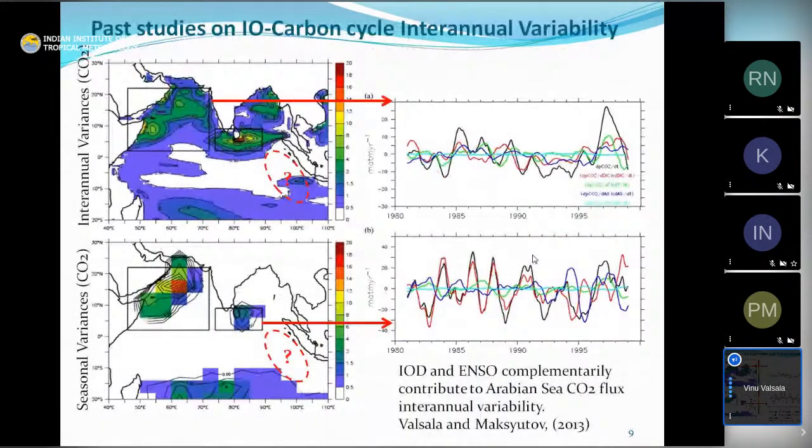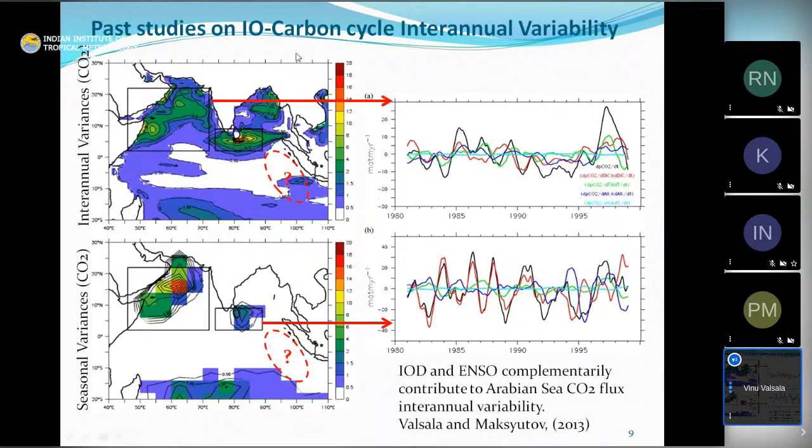Another study, we have attempted the same subject in our limited duration of model simulation in the past, in Valsala and Maksyutov in 2013, for example. What we noticed is that the pockets of interannual variance in the Indian Ocean carbon cycle are where we have maximum seasonal variance, so they are kind of co-locating. And we do not see a clear signal of interannual variance due to the IOD in the East Southeast Tropical Indian Ocean, probably due to the limited duration we depended upon in those studies, also perhaps due to the weaker variability induced by the IOD in the carbon cycle as such.